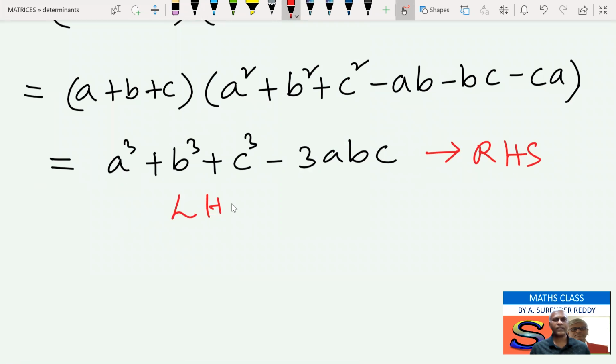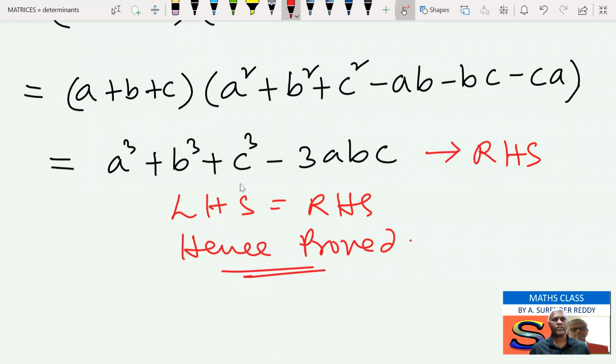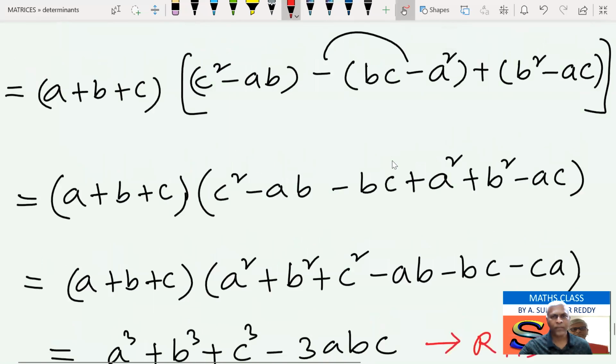So LHS is equal to RHS, hence it is proved. So remember, this is the formula: A plus B plus C into A square plus B square plus C square minus AB minus BC minus CA is equal to A cube plus B cube plus C cube minus 3ABC. It is a well-known formula from algebra. So it is a simple proof, important.